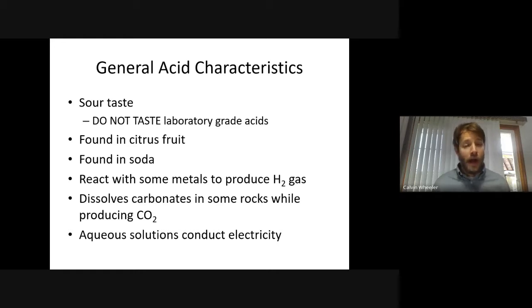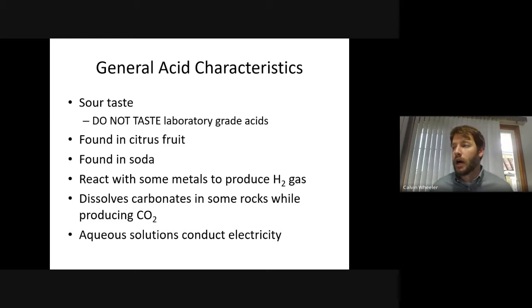This reaction also happens with carbonic acid in the Earth's oceans. This is what leads to the acidification of the oceans. So when carbon dioxide dissolves in the water, it creates carbonic acid, and this makes it difficult for calcifying organisms to create their shells, because these organisms create their shells from carbonates, calcium carbonate to be specific.